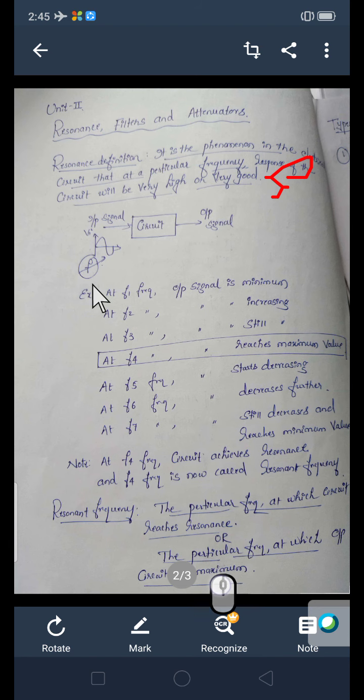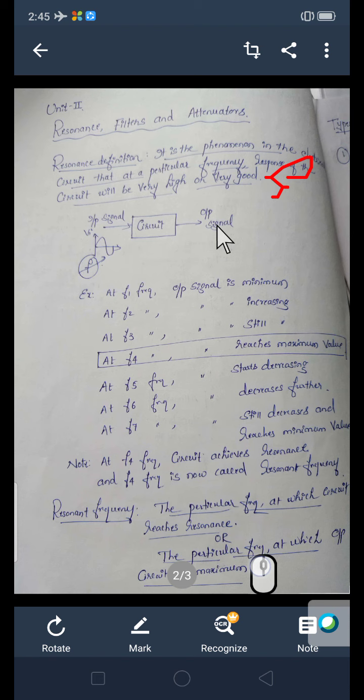At the next frequency F2, from F1 to F2, I will change the frequency. If you check, the output is somewhat increased compared to the previous frequency. Check for the next frequency F3, still there is an increase in the output signal. If you go for F4, there is again an increase in the output signal. But if you check for the next frequency F5, you will find that there is a decrease in the output signal.